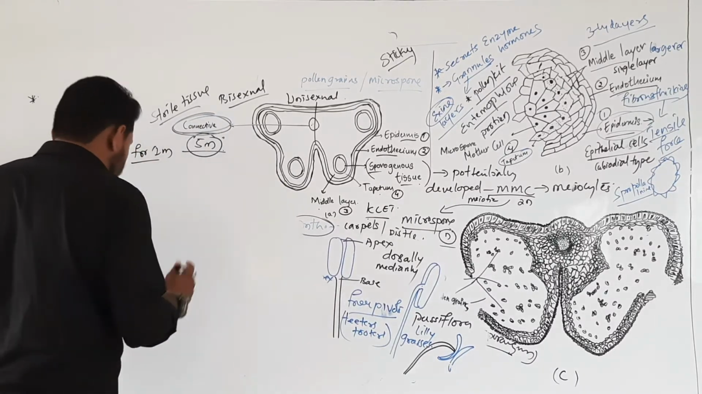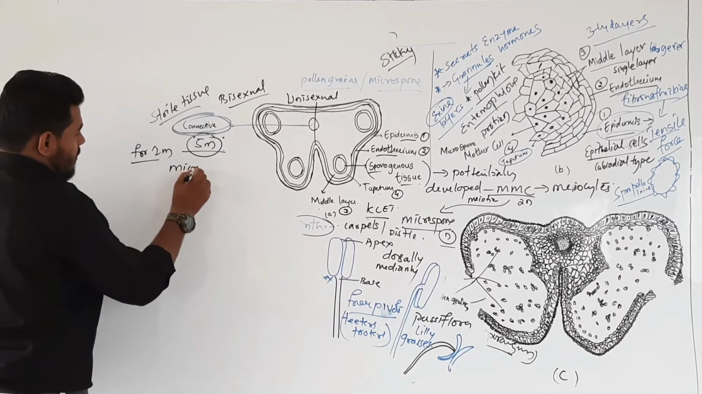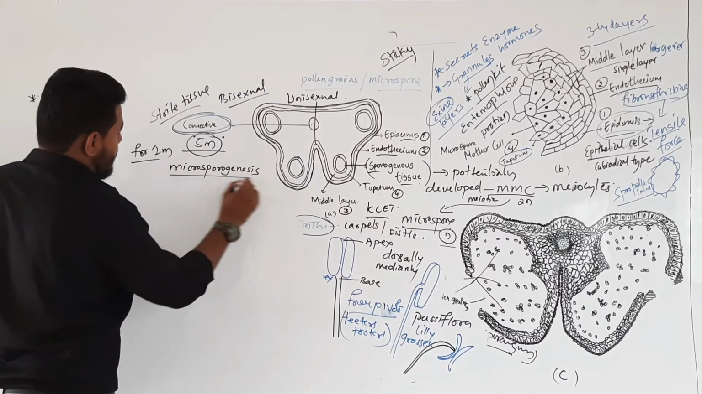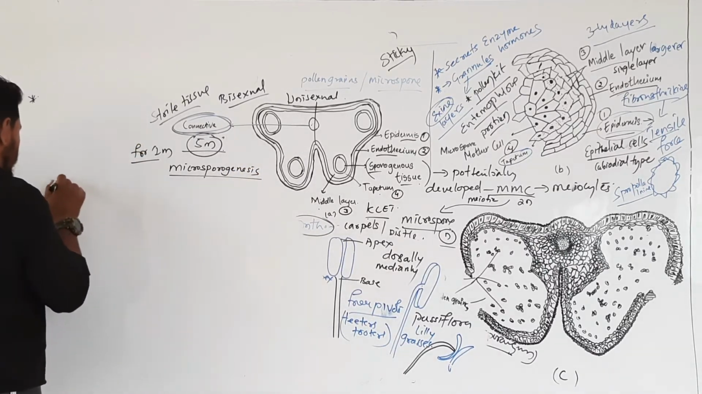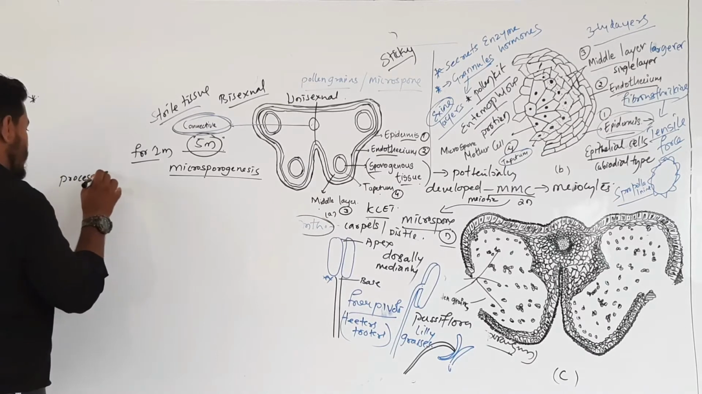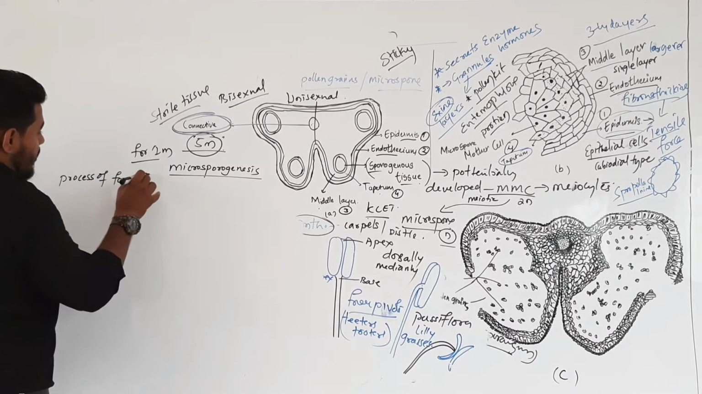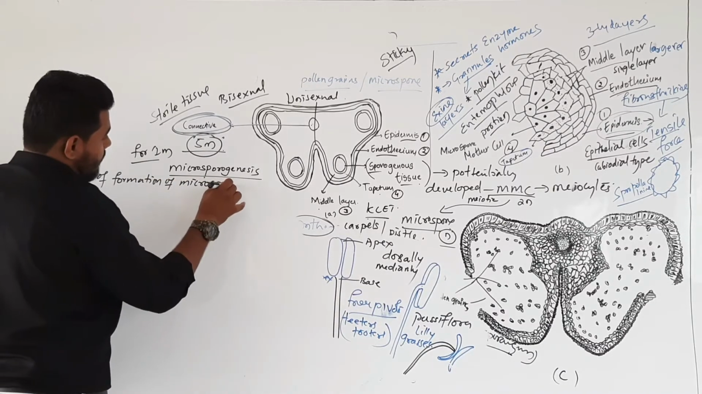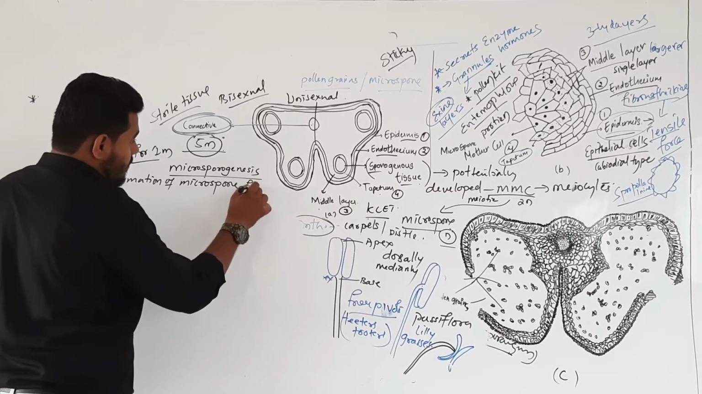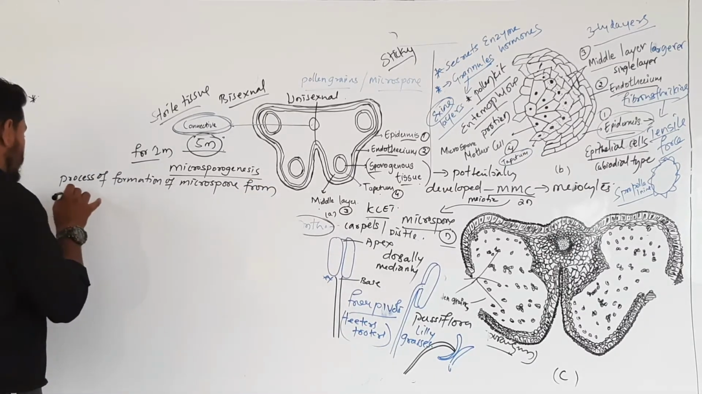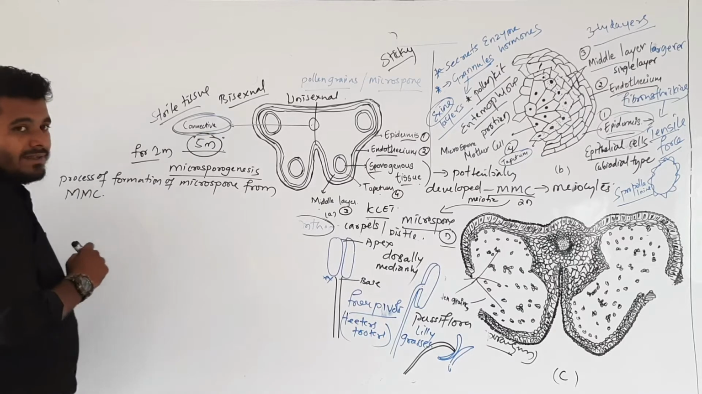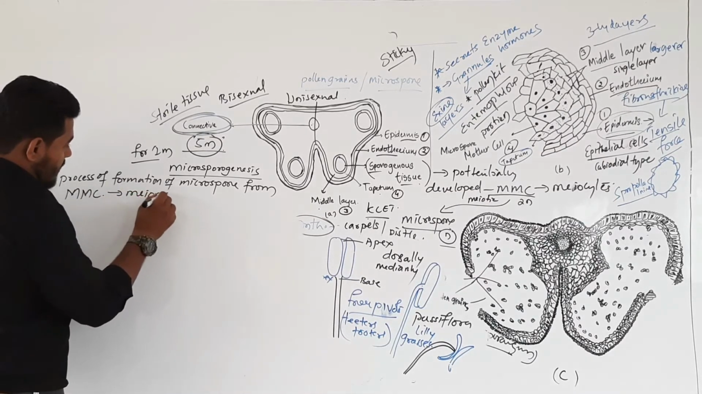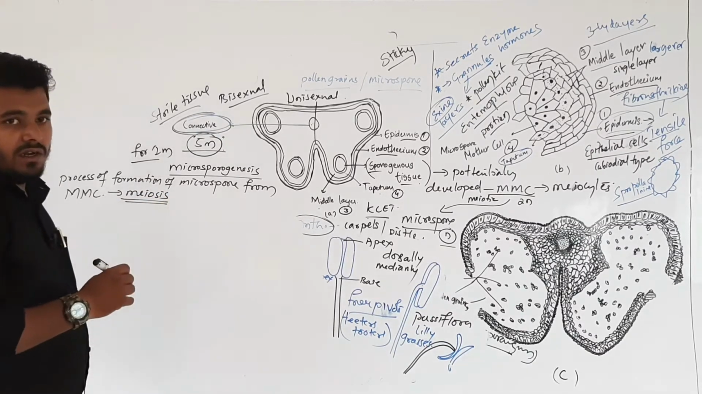So what is microsporogenesis? Microsporogenesis, the process of formation of microspores from microspore mother cell. And during this process, which type of cell division occurs? Meiosis type of cell division occurs.